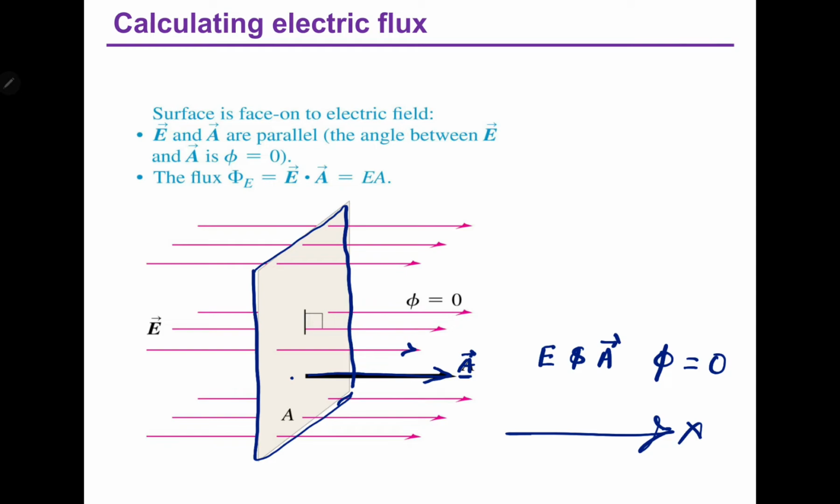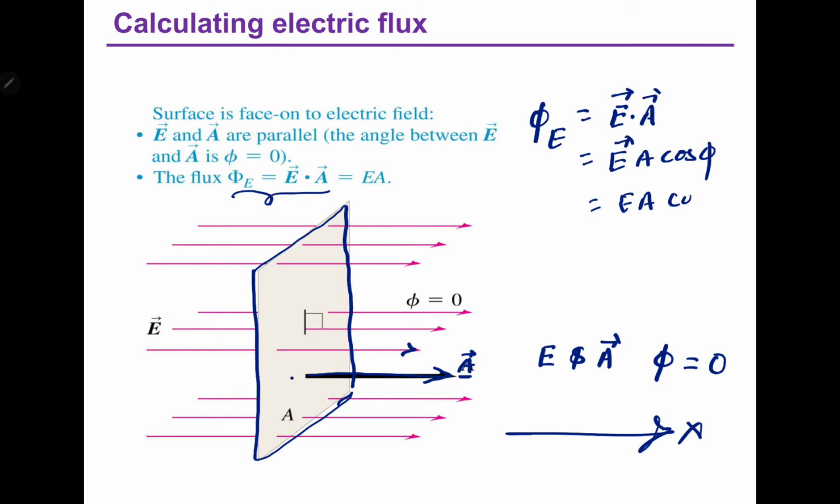Okay, so in this case electric flux, which is denoted by phi e, will be equal to E dot A. This is the scalar product, right? We have two kinds of product, vector product and scalar product. So if it is scalar product, E A cos of phi, which is equal to E A cos 0. Cos 0 means what? 1, right? Which is E A.